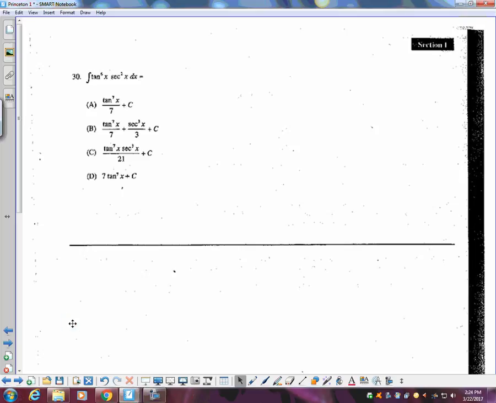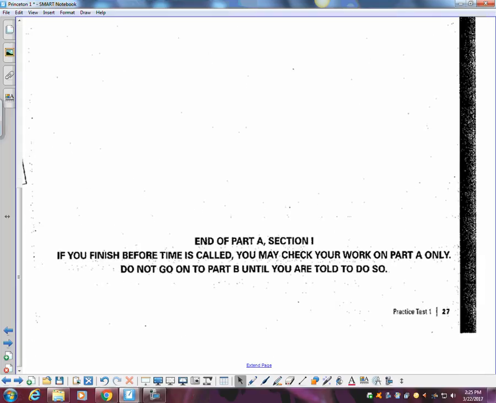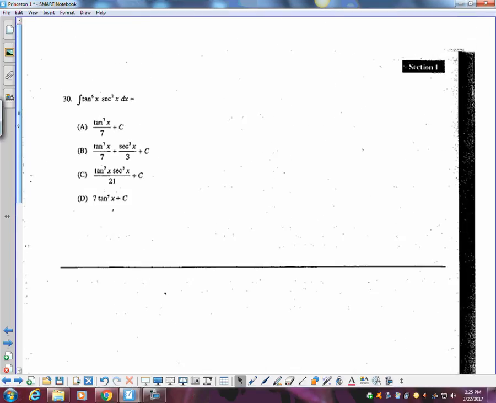Okay, so I have tangent to the 6th. Let's try that again. All right. Tangent to the 6th secant squared. Well, tangent and secant squared is tangent's inverse.